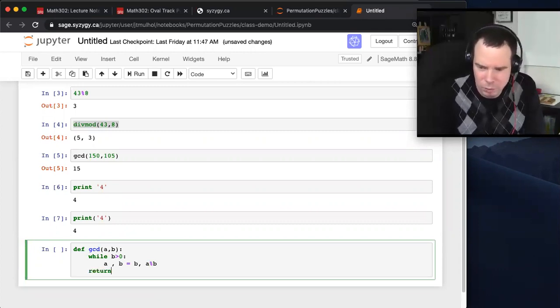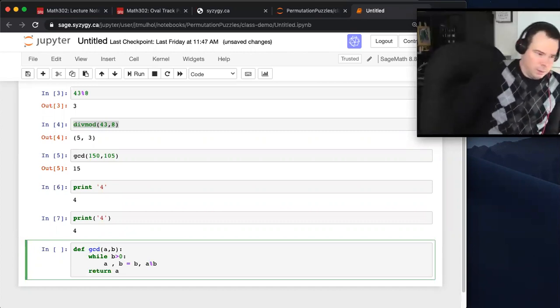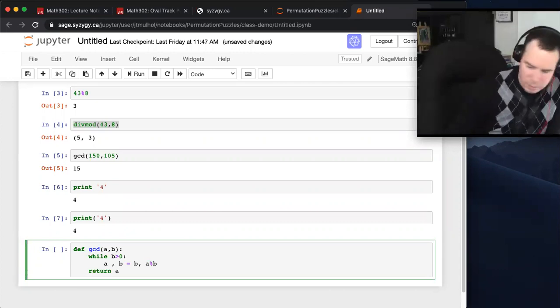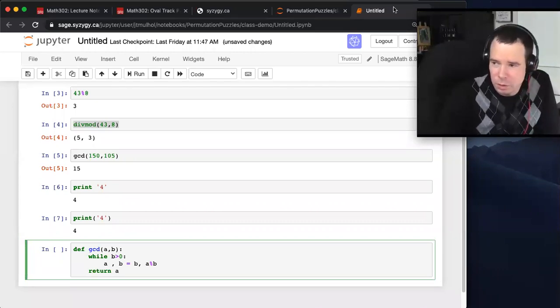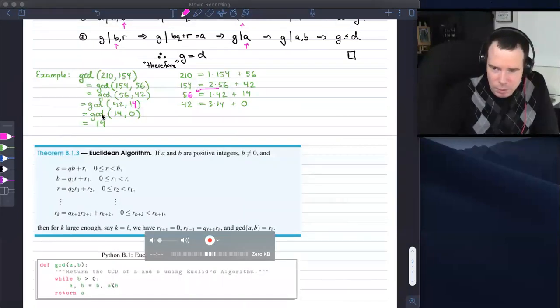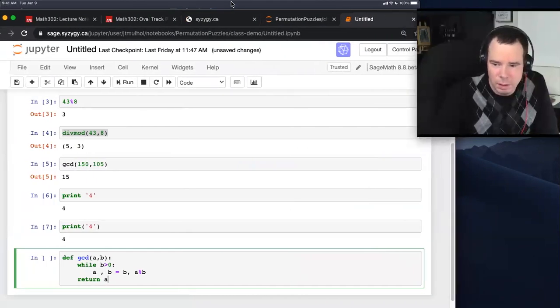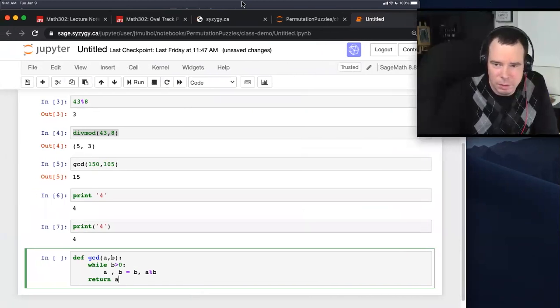What value did we return in the end? We just returned the A value in the end. Again, let's take a peek at our calculation to see that's what we did. Our last step was when B was 0, and the value we returned was the A value as our GCD. And so that's it. That's the Euclidean algorithm.